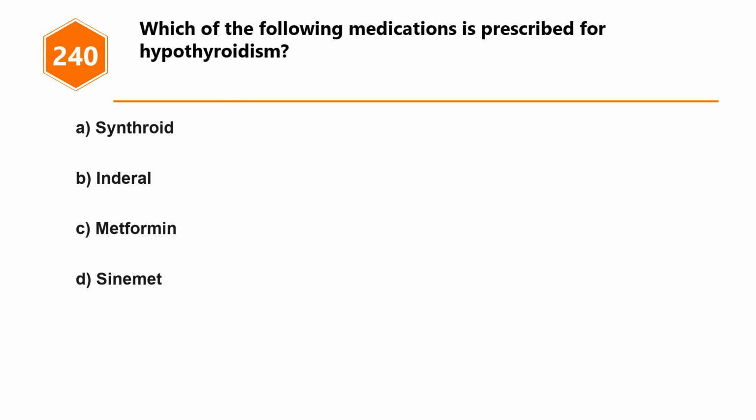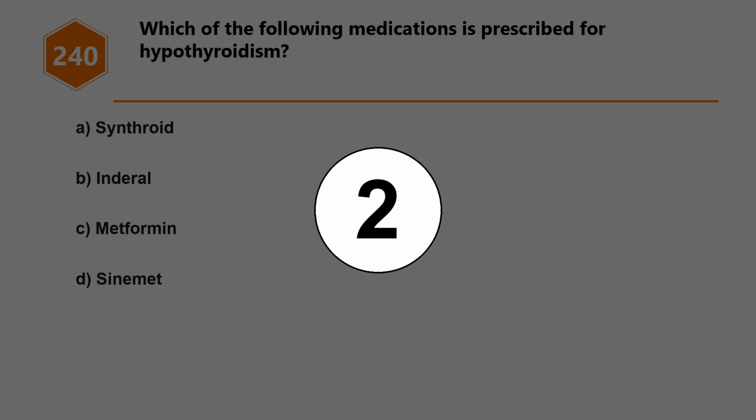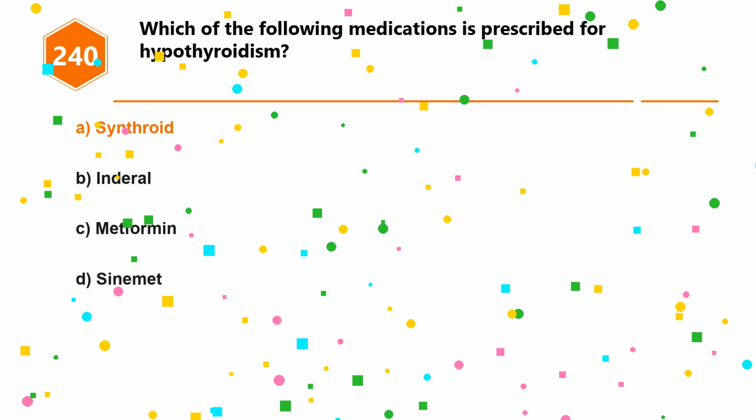Question 240. Which of the following medications is prescribed for hypothyroidism? Option A, Synthroid. Option B, Inderal. Option C, metformin. Option D, Simet. The correct answer is option A, Synthroid.